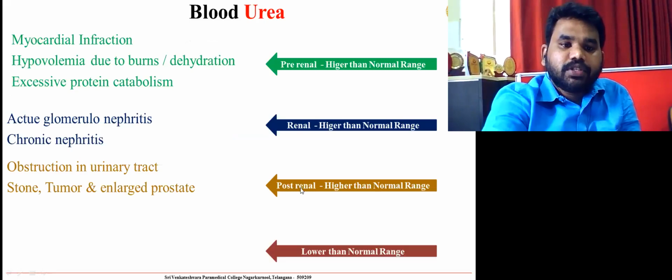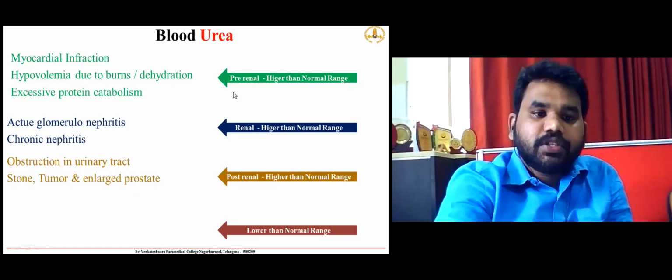Okay, these are the post-renal conditions, and sometimes the urea level may also be lower than normal. Actually, urea is formed in the liver and excreted by the kidney. So based on this blood urea, we cannot properly assess the function of the kidney.